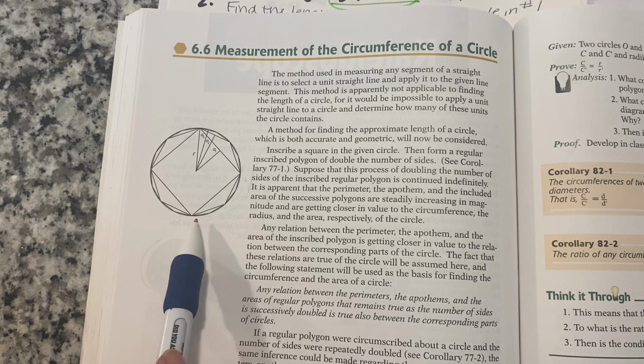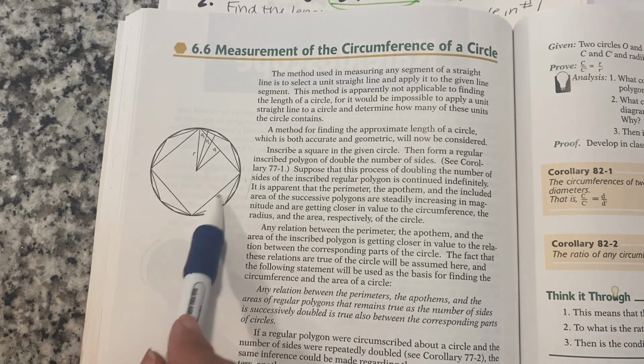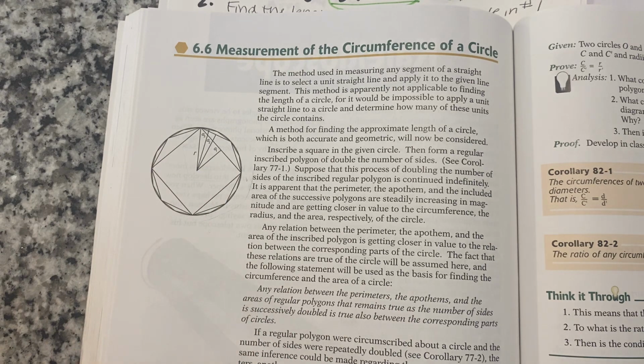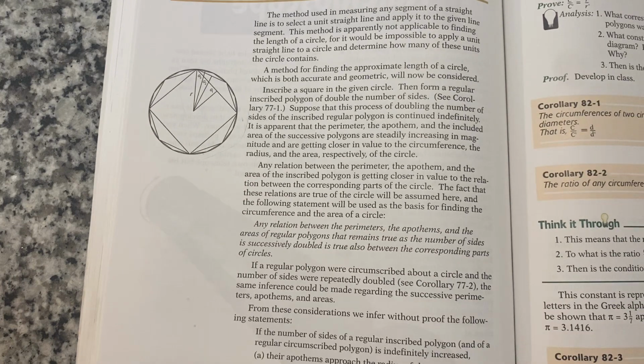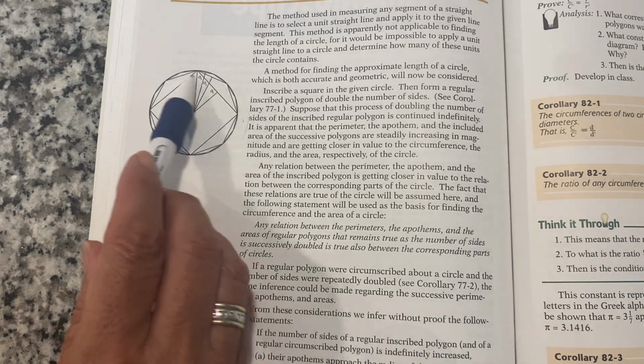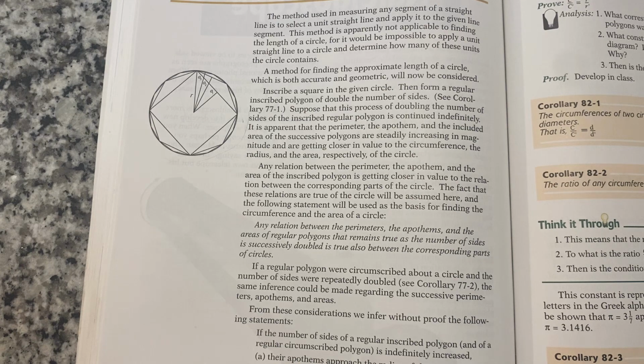It's basically making more and more polygons. If you keep going, you're going to get closer to the size of that circle, or what the circle represents, right? So basically here in italics, it says any relation between the perimeters, the apothems, and the areas of regular polygons that remains true as the number of sides is successively doubled is also true between the corresponding parts of the circle. So basically, if you double it, you're going to get closer to that circle size, right? So from these considerations, we infer without proof the following things.